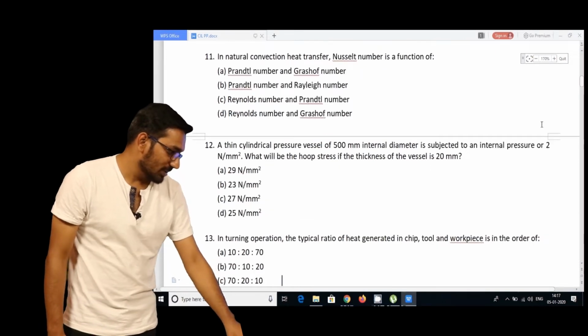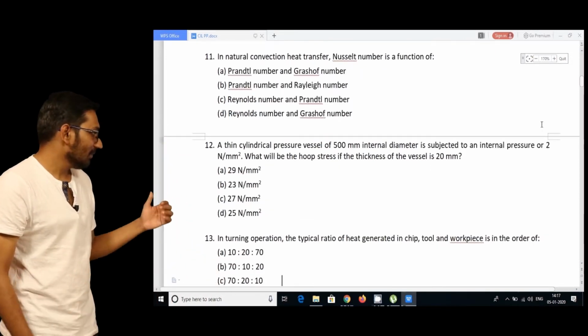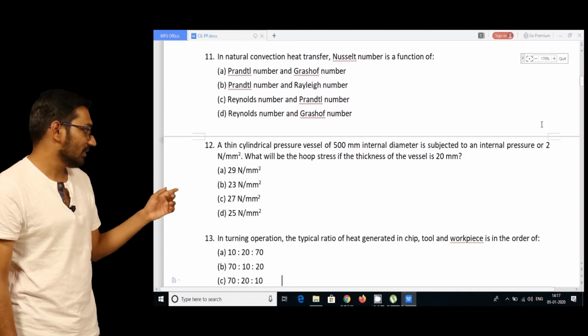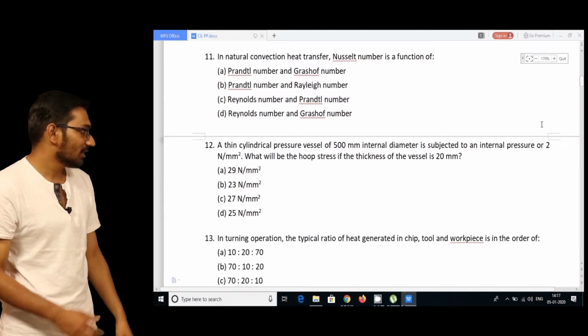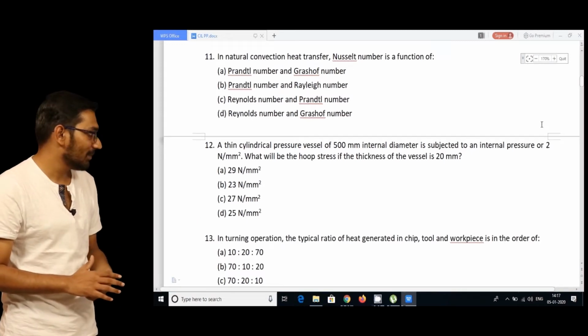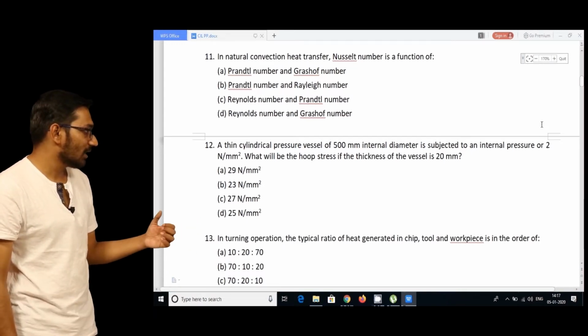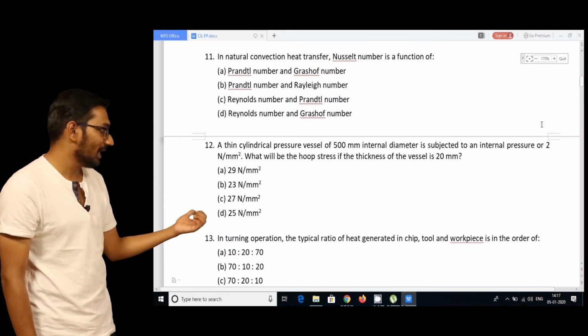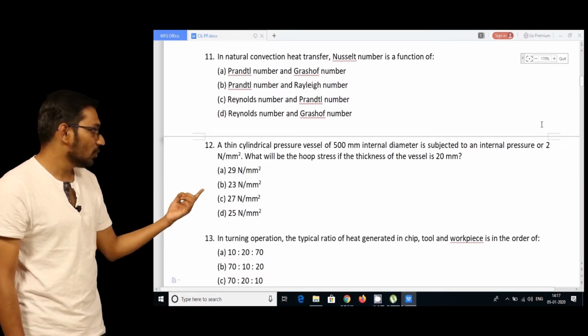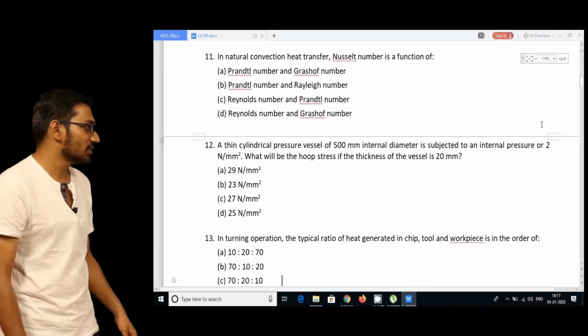Next question is on strength of material, that a thin cylindrical pressure vessel. Please mention that here it is given thin cylindrical pressure vessel. The internal diameter is 500 mm, and it is subjected to an internal pressure of 2 Newton per mm square, that is 2 megapascal. What is the hoop stress if the thickness of the vessel is 20 mm?